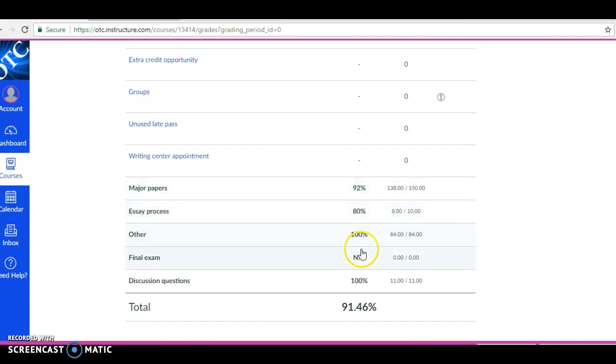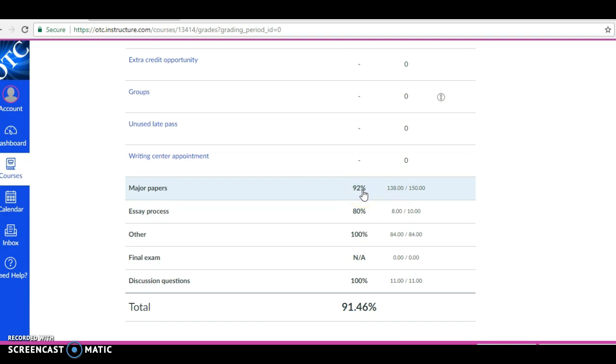Okay? And the important thing to remember here is that it's not about the points. It's about the averages. So it's about, I've got 92% on average on my papers. It's about, I've got 80% on average for my essay process category. So the fact that there's 84 points in other doesn't mean that that's about the same or half of what the major papers are worth. The other category is only worth 5% of the grade. That's less than a tenth of what the actual major papers are worth. Okay, so it's not about the points, it's about the averages.